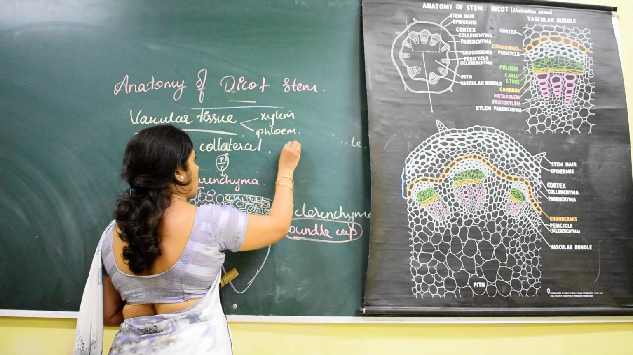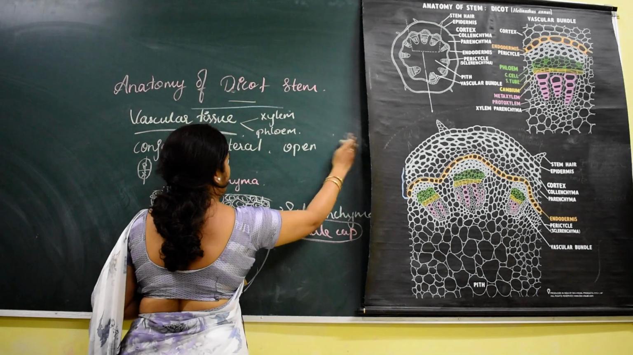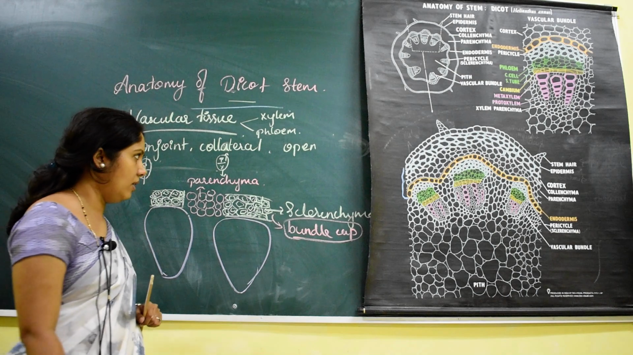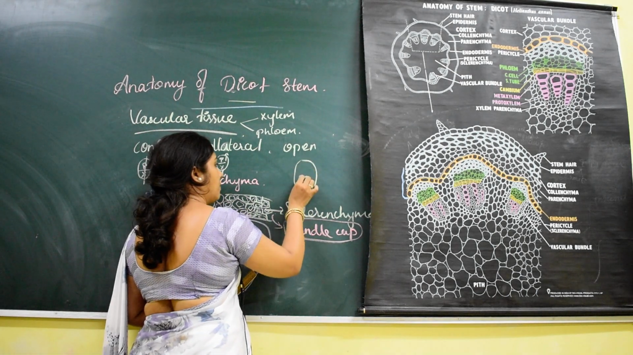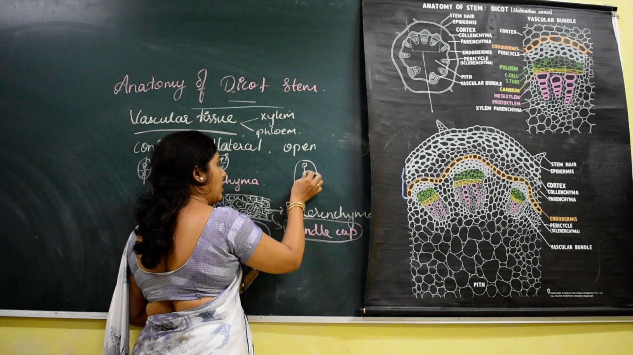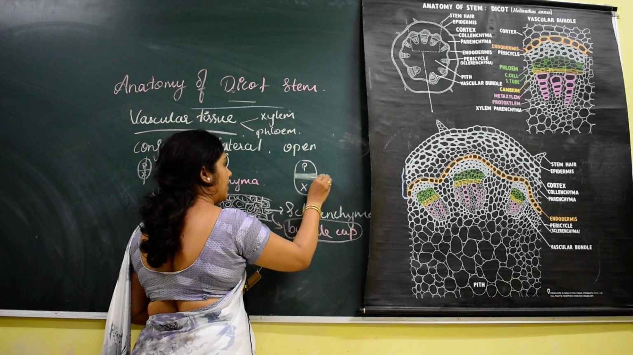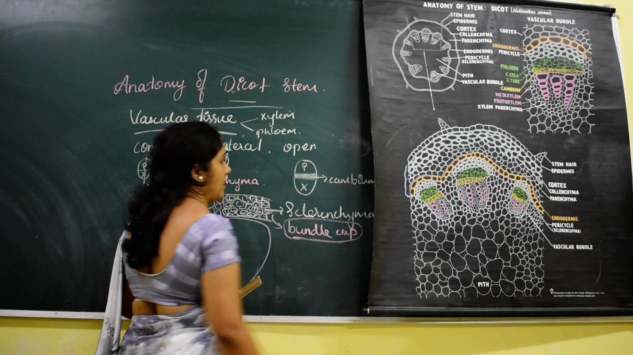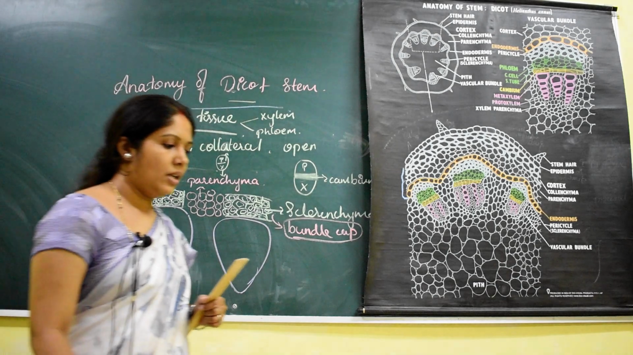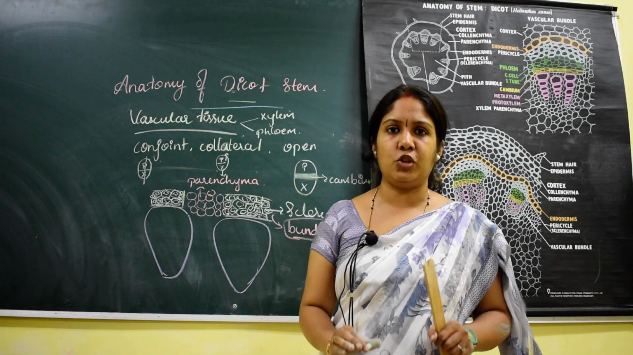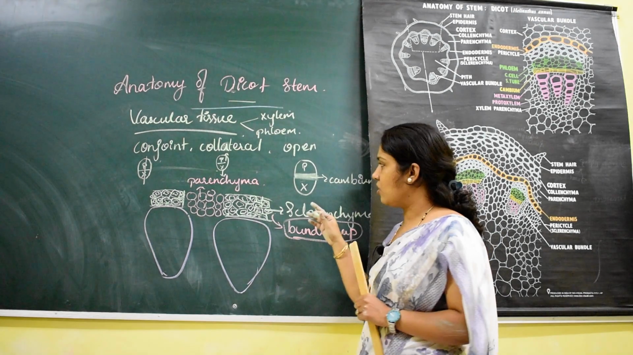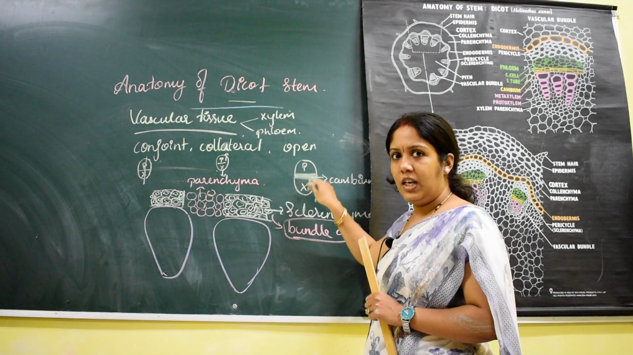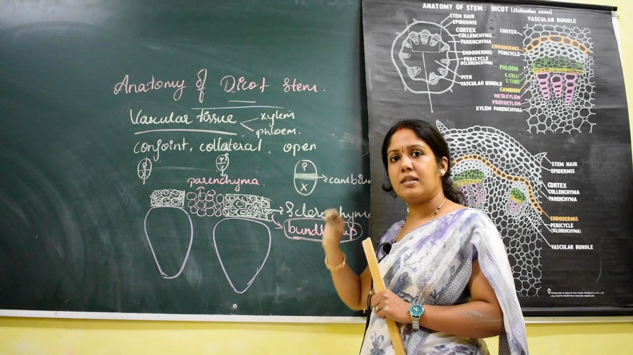Next, it is open type. What is this open type of vascular bundle? In between the xylem and the phloem, if there is a patch of cambium cells. What is this cambium? Cambium is a meristematic tissue which is present in between the vascular tissue. The vascular tissues are xylem and phloem. In between these two vascular tissues there is a meristematic tissue.